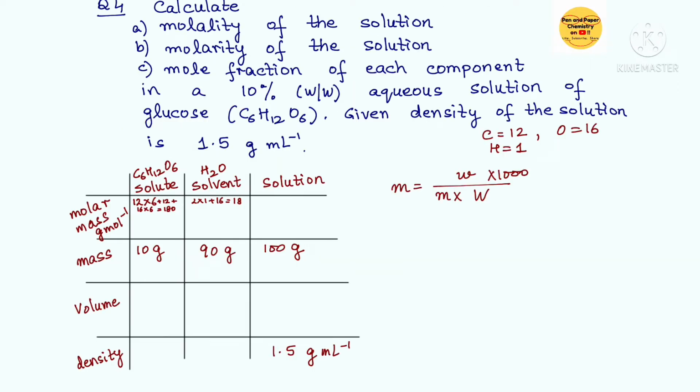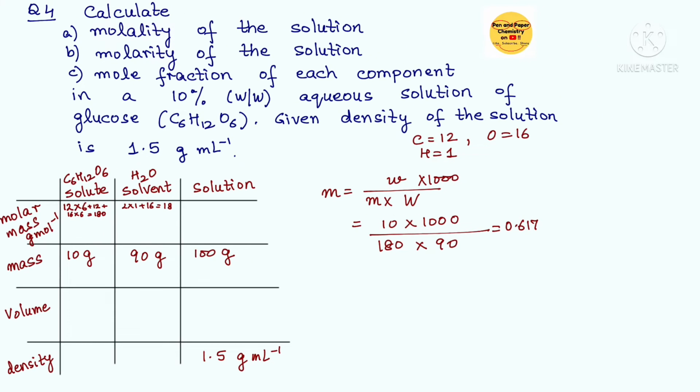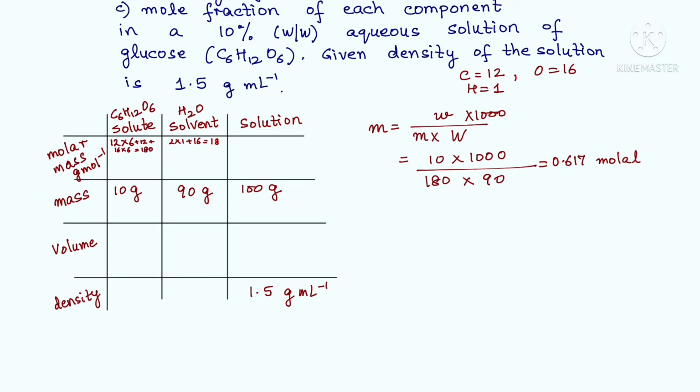So we've got molality as weight of the solute times 1000, divided by the molar mass of the solute, that is 180, multiplied by the weight of the solvent. Because I've already multiplied by 1000, I'm going to just put the value in grams. So I get 90 over here, which comes to approximately 0.61 molal.